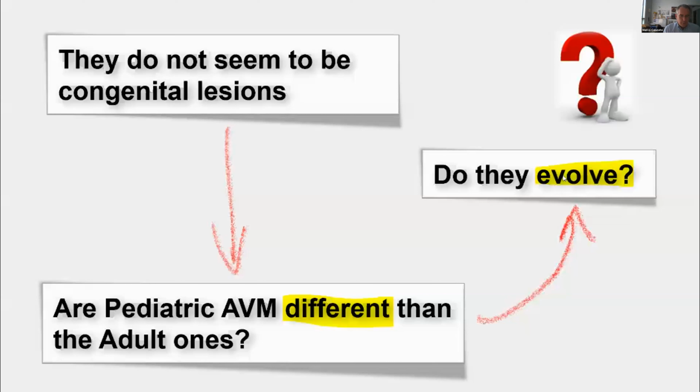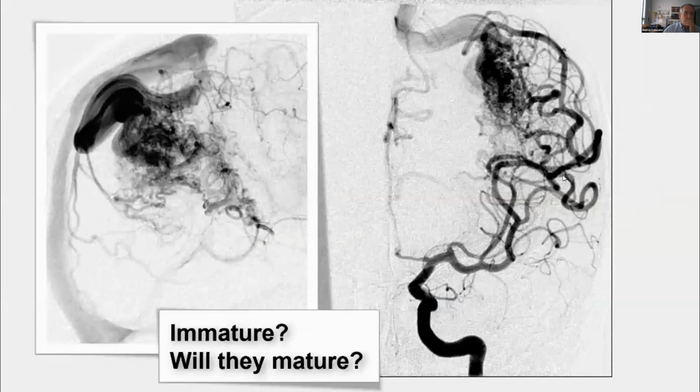So it seems they are two different conditions. They have some different characteristics when they are pediatric rather than adult. And so the question is what to do. Do they evolve over time? So it's better to wait, or are they two different conditions that do not have any evolution? In other words, when you have a diffuse AVM, is it immature? And so is it better to wait to see if they mature into something easier to treat?